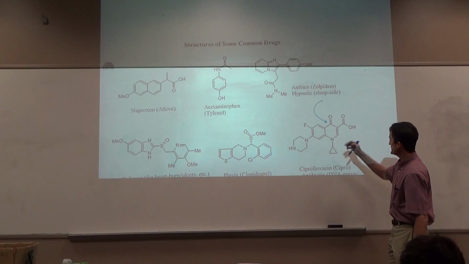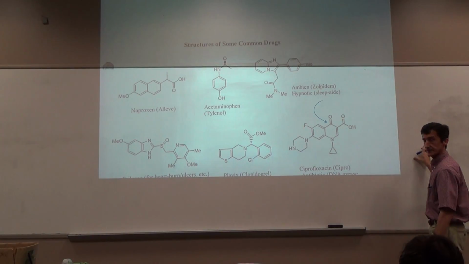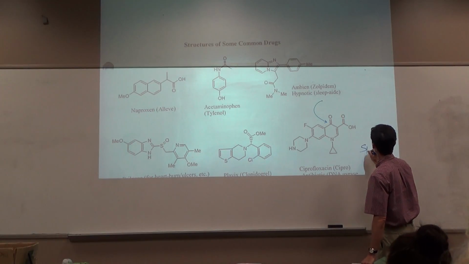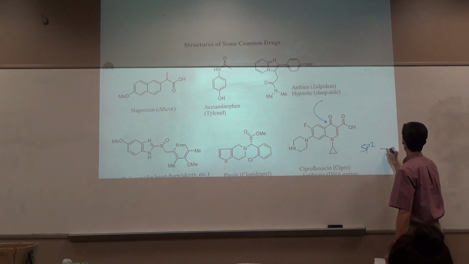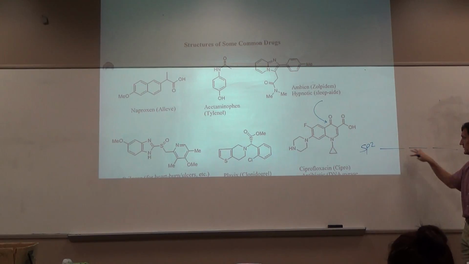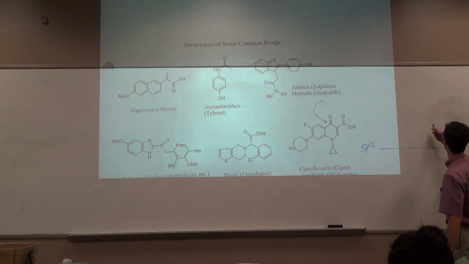Okay, if this carbon is sp2, what is that going to look like? Can you graph it? Okay, we graph this. An sp2 has how many hybrids? Three hybrids. They're called sp2s. There are three sp2 hybrids. What's left over on that carbon? One p orbital.